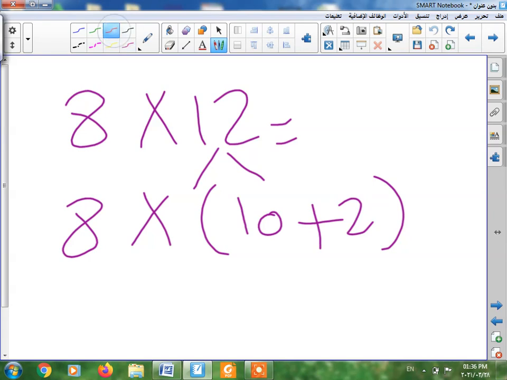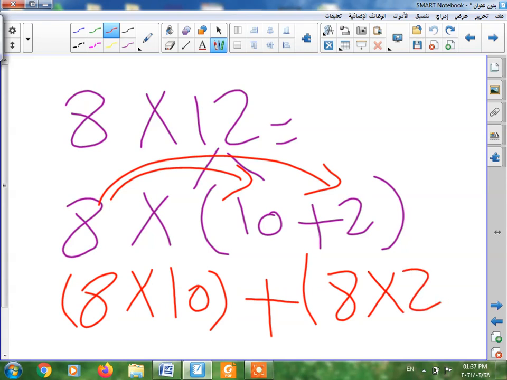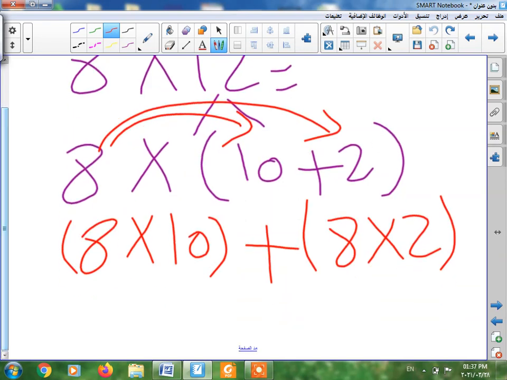Then if I find 8 times 12, we say 8 times 12, and 12 equals 10 plus 2. Distribute 8 among the two numbers: 8 times 10 plus 8 times 2. 8 times 10 equals what? Repeated 8, 10 times. Or we say any number times 10, put 0 on the right and write the same number beside it. When we multiply any number by 10, put 0 on the right, and say 1 times 8 equals 8.